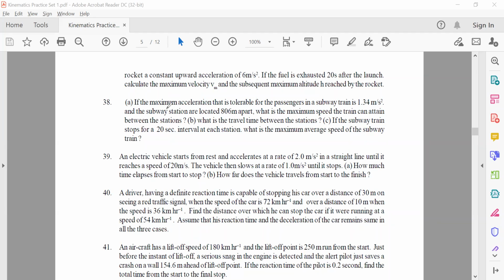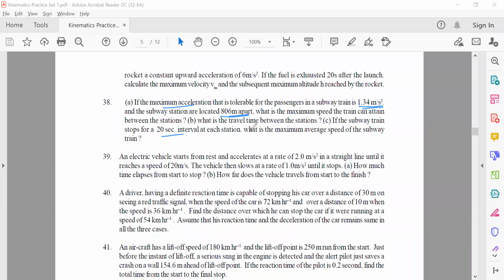So if the maximum acceleration that is tolerable for passengers in a subway train is this much, and the subway stations are this far apart, what is the maximum speed the train can attain between the two stations? What is the travel time between the stations? If the subway train stops for a 20-second interval at each station, what is the maximum average speed?